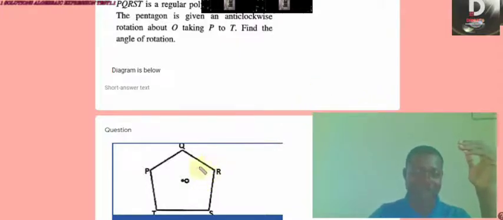Okay, last but not least, question 10 from the diagram. It said PQRST.